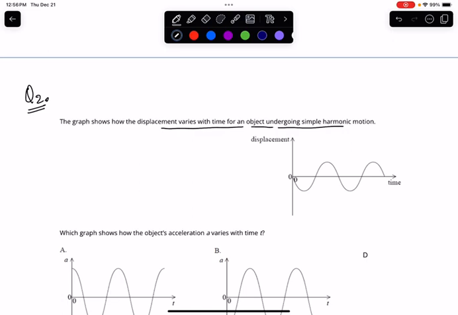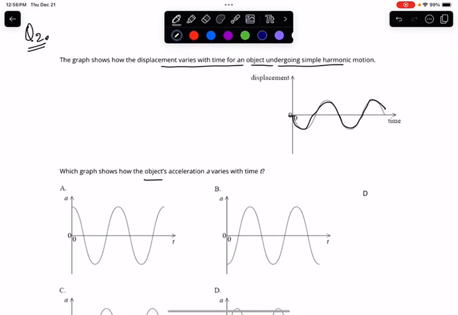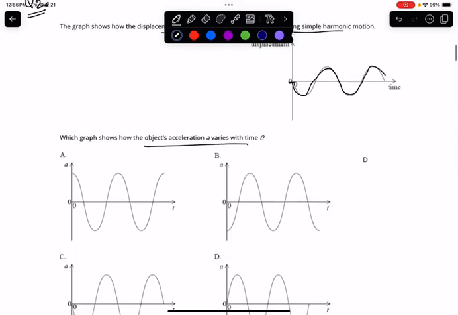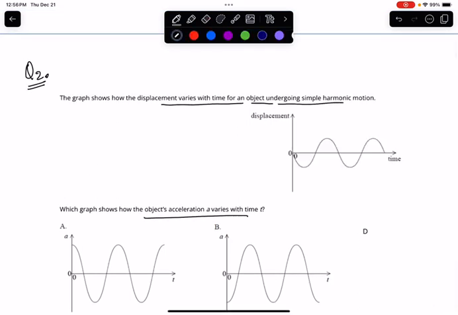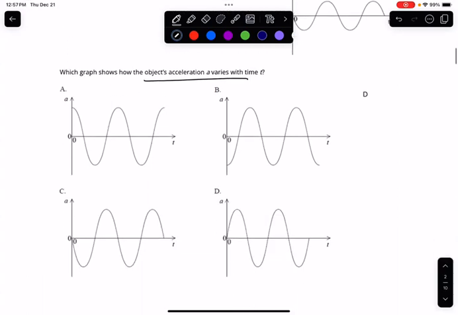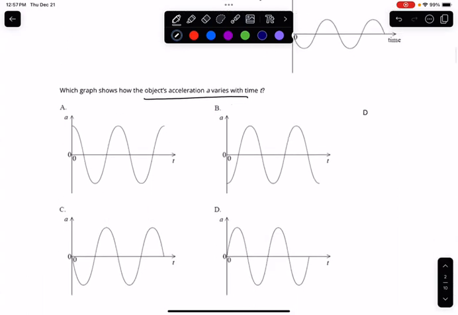So when you see, then this is how the displacement changes over time. Which graph shows the object's acceleration a as it varies with time t? Okay, so the way you can think about it for this is that you can see it through either the mathematical way or you can visualize it, right? So let's just see how to go about this.